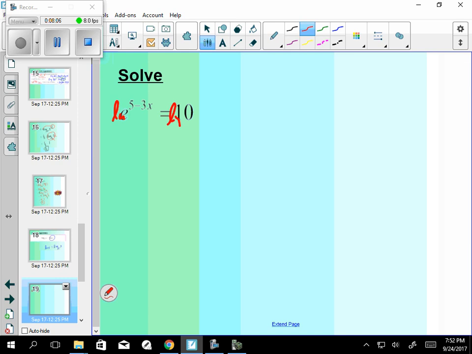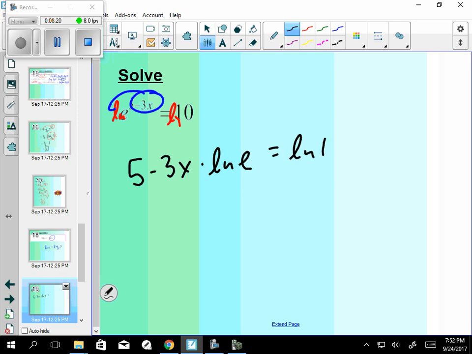Doing that, now that we have a log, we can take our exponent and move it down in front. So our problem now becomes 5 minus 3x times natural log of e equals natural log of 10. We know natural log of e really is log base e of e. So if these are matching up, that's equal to 1. But since it's times something, timesing by 1 doesn't really change anything. So our problem basically is just now this.